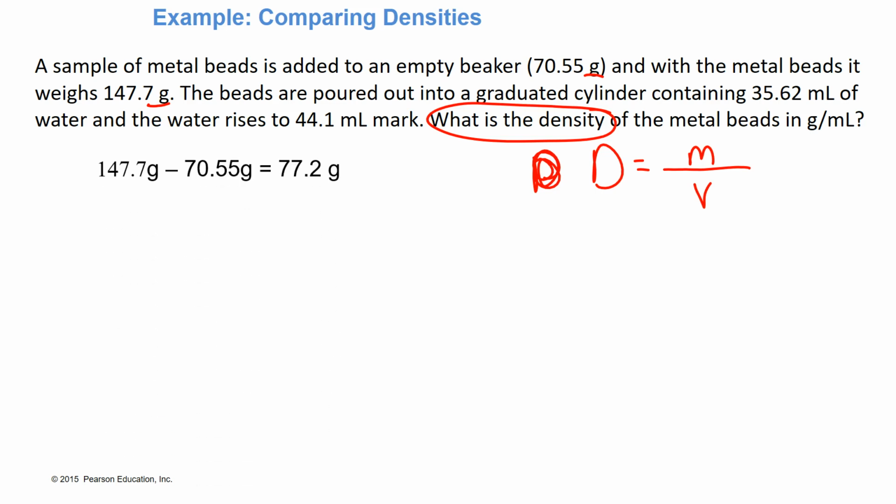So getting the mass, I'm going to do 147.7 minus 70.55. Now, notice my answer. My answer is only in one decimal place. And that's because the addition and subtraction rules put it in one decimal place.